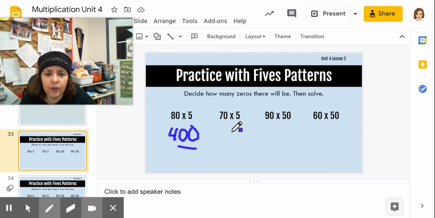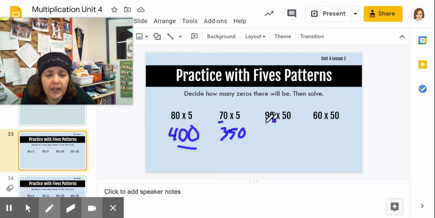So let's take it to the next one. 7 times 5, right? 7 is an odd number, right? So I know it's going to end in a 5, not a 0. So I'm only going to have 1 0. So 7 times 5 is 35 plus my 0 that I had. So it only has that 1 0. I don't have to add an extra one like I did on this one, because this one was an even number.